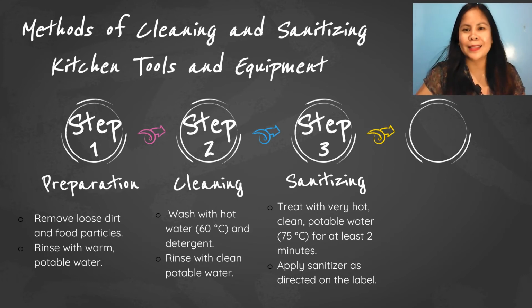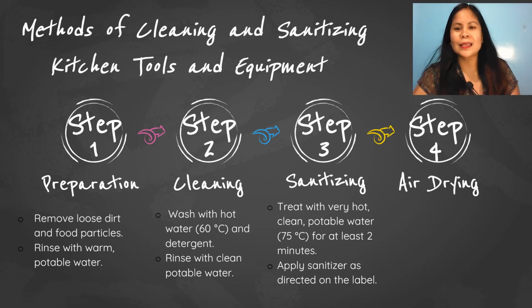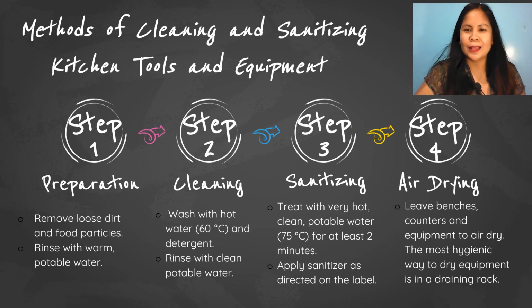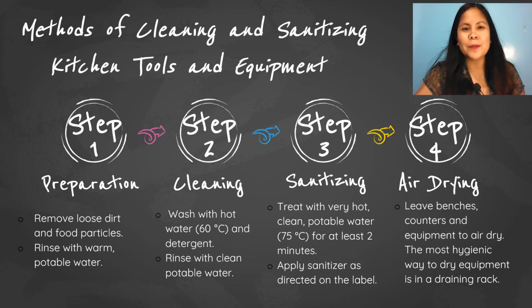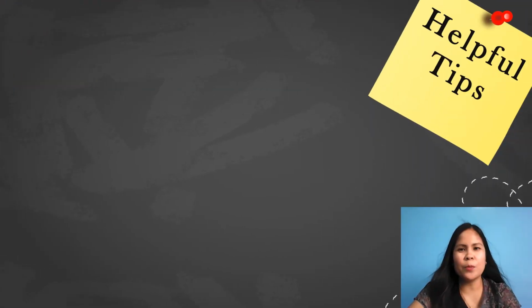And the final step is the air drying. Leave benches, counters, and equipment. The most hygienic way to dry equipment is in a draining rack. Air drying prevents cross-contamination from drying multiple dishes with the same towel, and towels are common hosts for bacteria. Let us now proceed to some helpful tips.